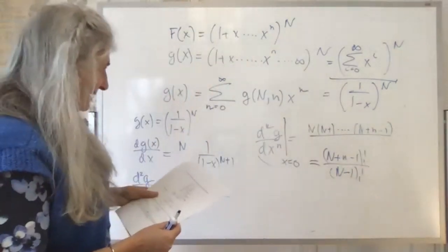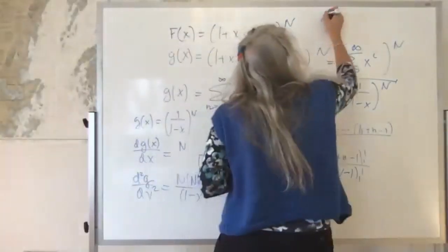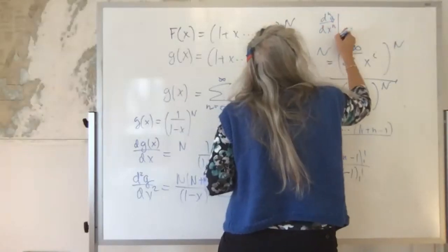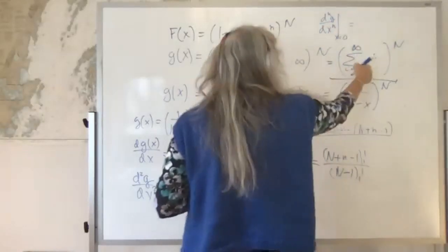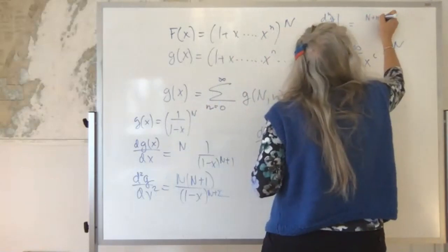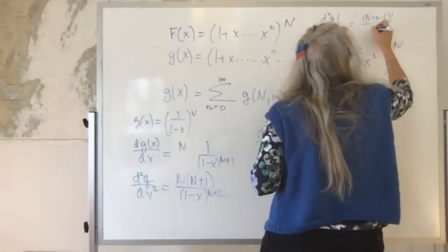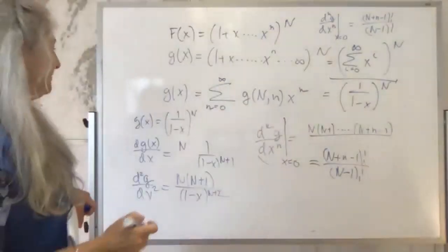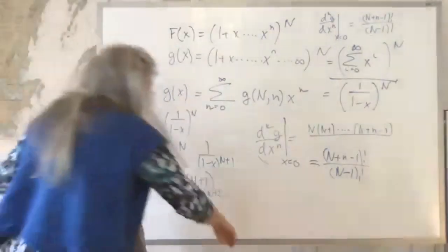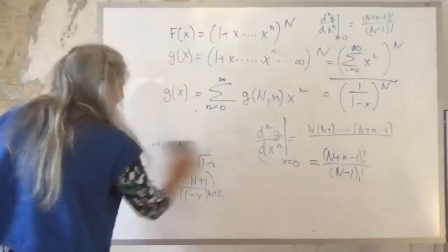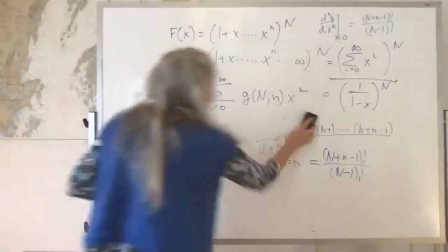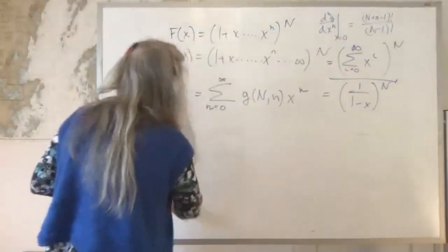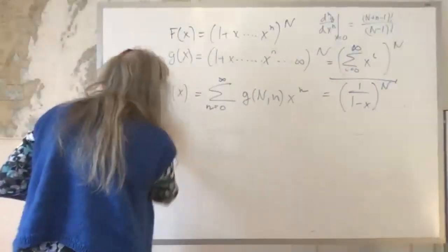So let's write that at the top. The nth derivative of g with respect to x at x equals 0, using this, is n plus n minus 1 factorial divided by n minus 1 factorial. Good. So let's remember that. That's the first time we're taking n derivatives. The second time we're taking n derivatives, we're going to use this form of it.